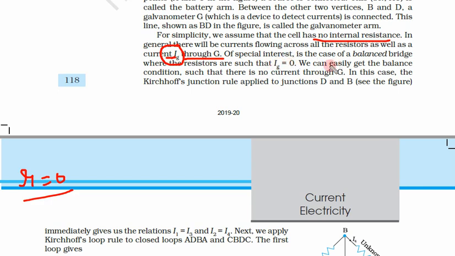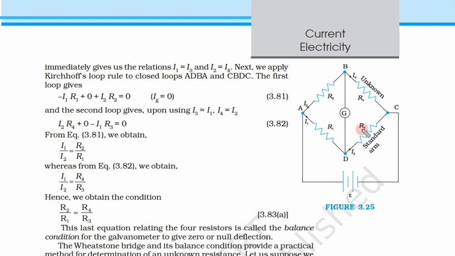Now we are interested in a special case. What is that special case? It is called a balanced bridge. When this bridge is balanced, current Ig becomes 0. As we have seen, there are currents I1, I2, I3 and I4, and the current Ig is in this galvanometer. There is one special condition: when the bridge is balanced, this Ig becomes 0. Current in this galvanometer becomes 0. That is the special case we are interested in.